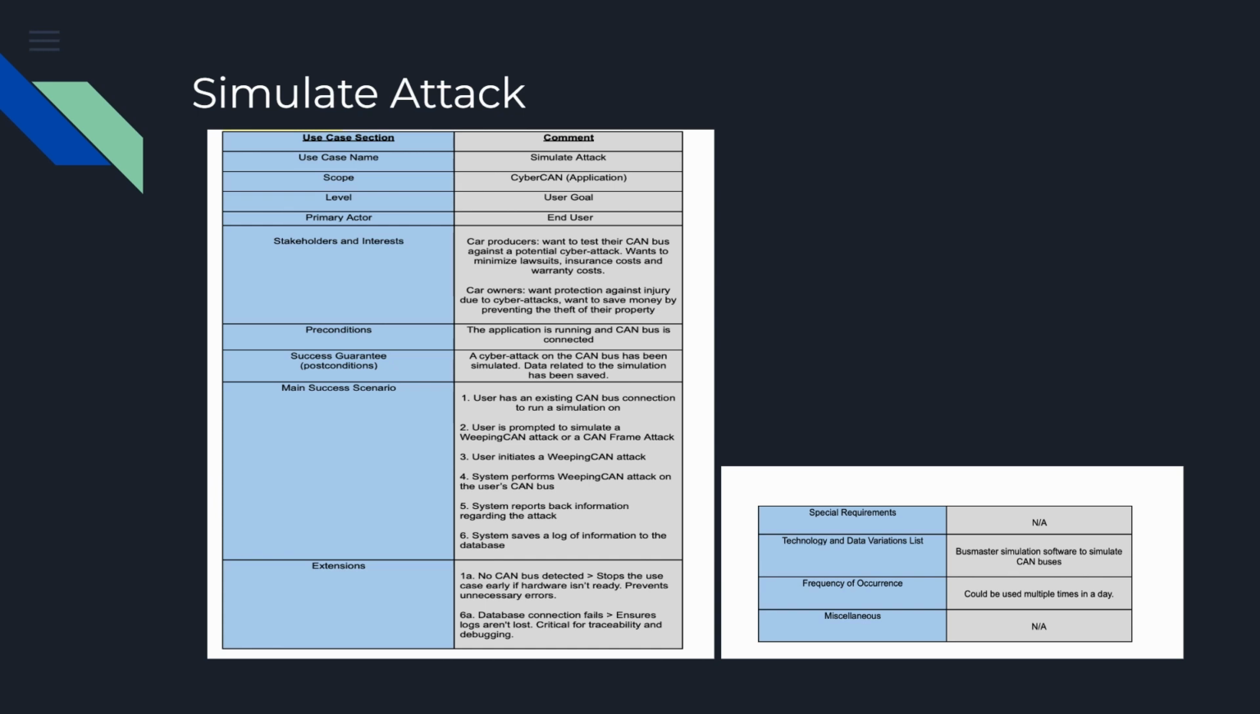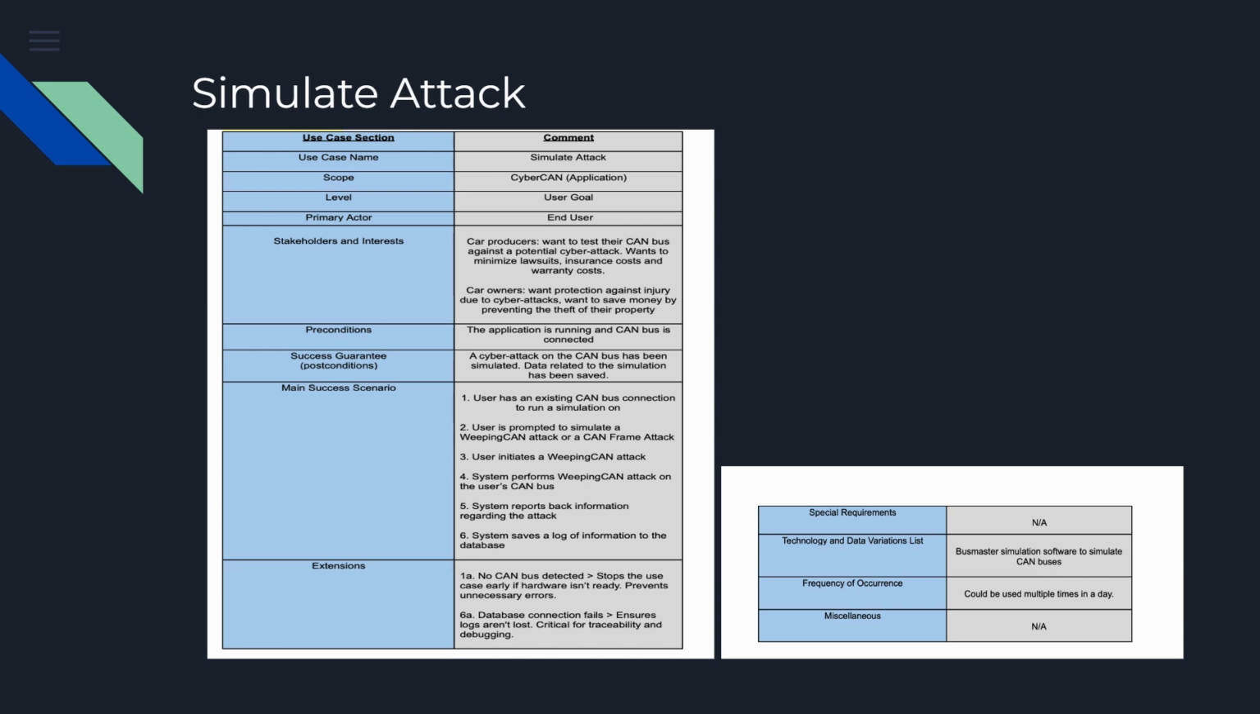Preconditions: the application is running and CAN bus is connected. A cyber attack on the CAN bus has been simulated. Data related to the simulation has been saved. That's for the success guarantee. For the main success scenario, so the first step would be user has an existing CAN bus connection to run a simulation on. User is prompted to simulate a weeping CAN attack or a CAN frame attack.